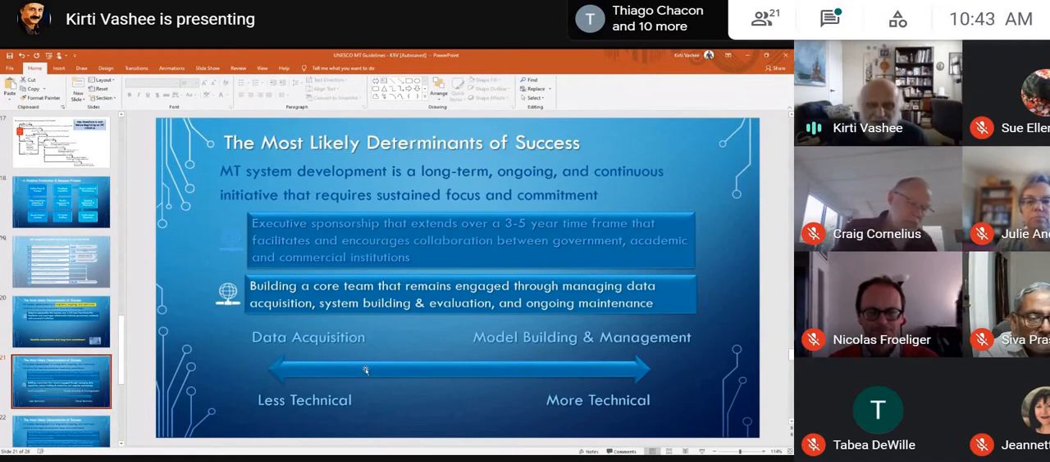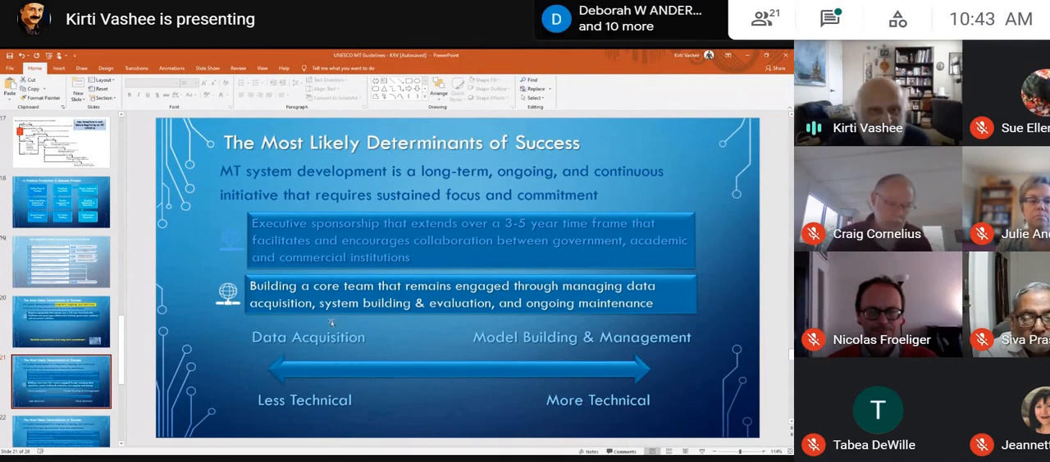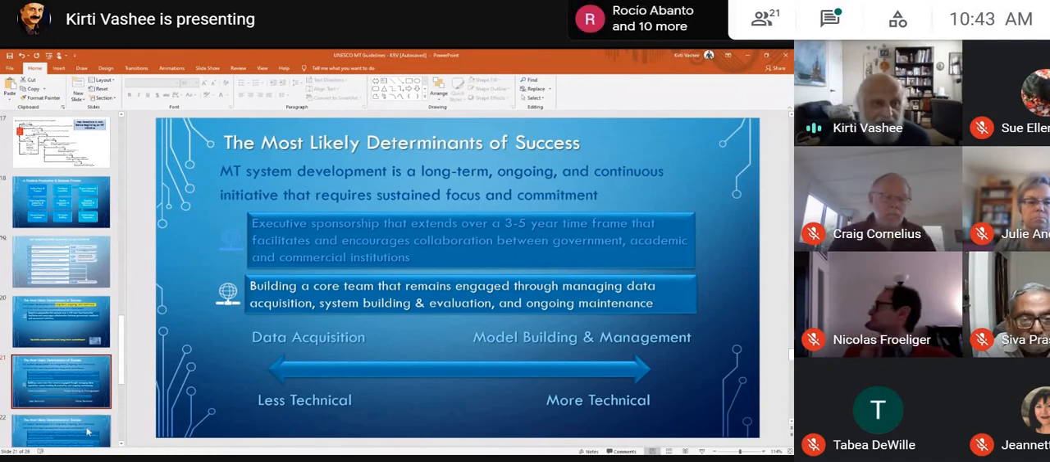Having a core team that stays in place, that is involved through the data acquisition, the system building and evaluation phases, is very key to success. And you need less technical people during the data acquisition phase, because it's really more about building a system where people can contribute sentences of translation, or language teachers can just digitize their books and put them in there, or people can scan books and put the parallel sentences in there. Then when you get to the model building and management phase, you need more technical people for that phase.